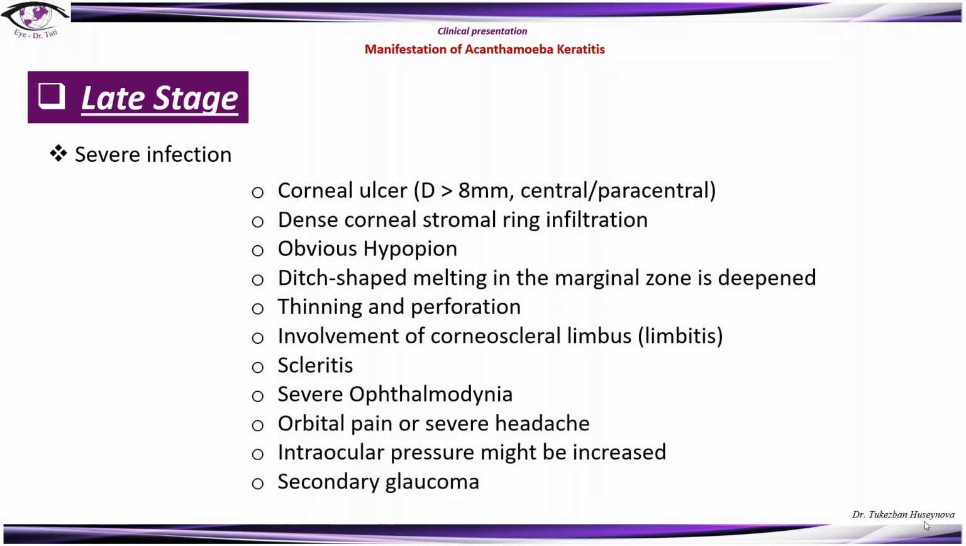Late stage. This is a severe infection with a corneal ulcer which has a diameter of more than 8 mm, and can be also central and paracentral. There is a dense corneal stromal ring infiltration, obvious hypopyon, ditch-shaped melting in the marginal zone, which is deeper than in the previous stage. There can be a thinning and perforation of the cornea. Limbitis, scleritis, severe ophthalmodynia, orbital pain or severe headache, with increased intraocular pressure and secondary glaucoma.